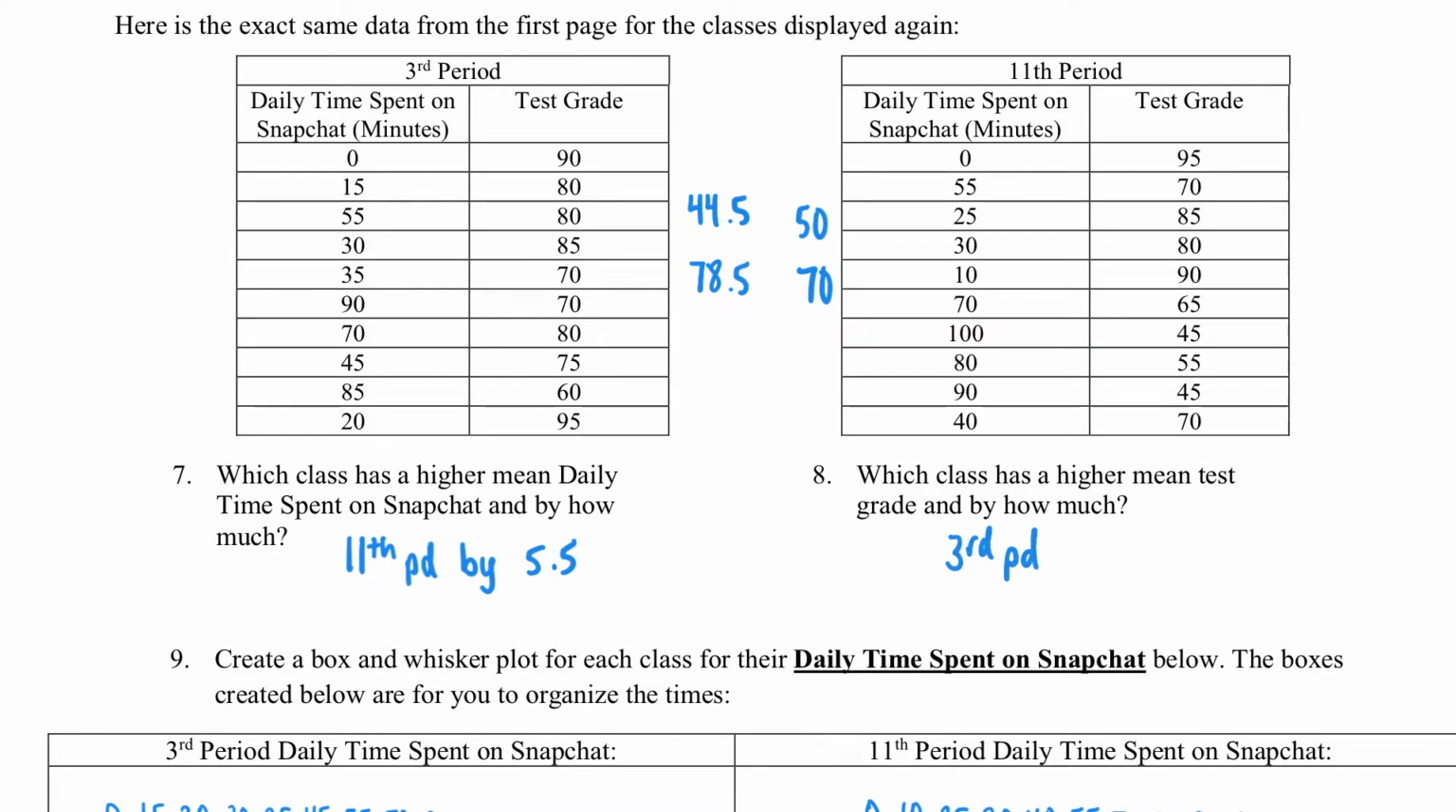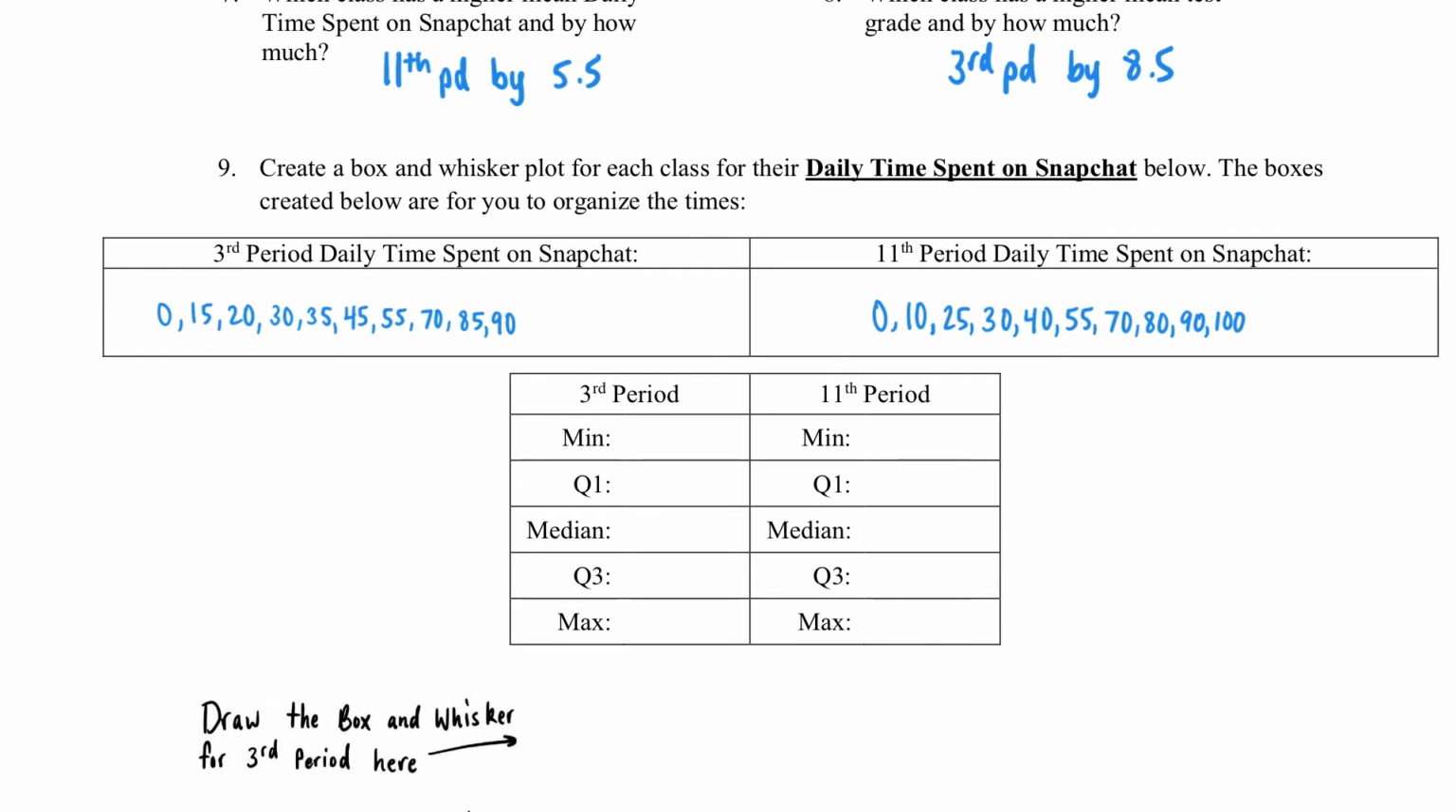So third period has the advantage by 8.5 points. Okay. All right. So we got that done. And now we're going to move down to the box and whisker plot.